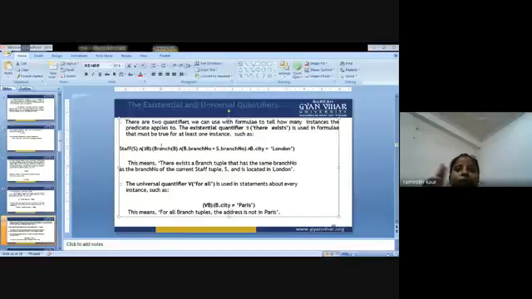So next is the universal quantifier, that is, for all. There are two quantifiers, there exists and for all. For all could be represented with the help of this symbol. It is used in statements about every instance, such as for all B, B dot city is not equal to Paris. This means for all branch tuples, the address is not in Paris.